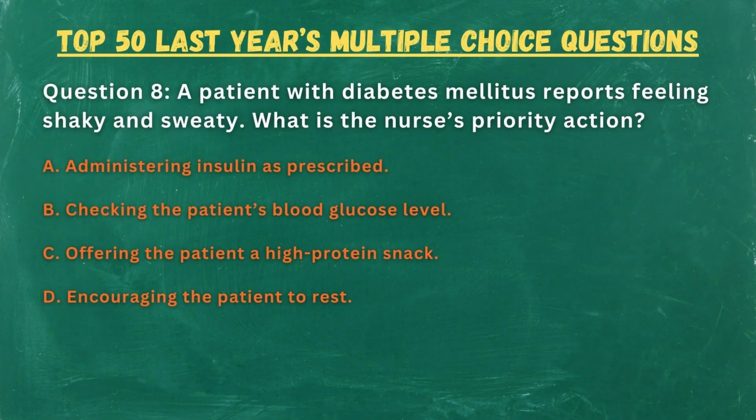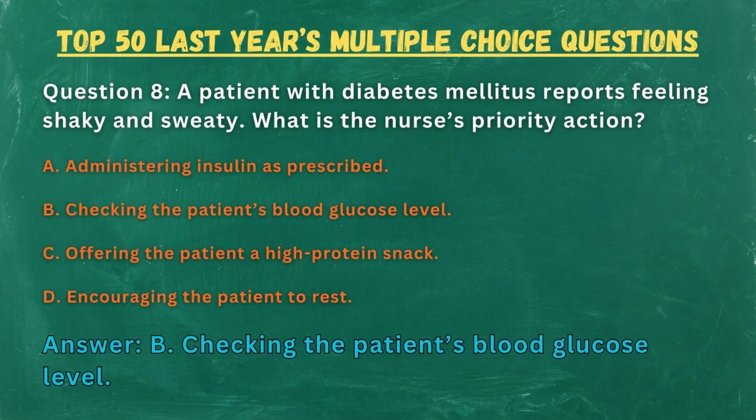Question 8. A patient with diabetes mellitus reports feeling shaky and sweaty. What is the nurse's priority action? A. Administering insulin as prescribed. B. Checking the patient's blood glucose level. C. Offering the patient a high-protein snack. D. Encouraging the patient to rest. Answer. B. Checking the patient's blood glucose level.